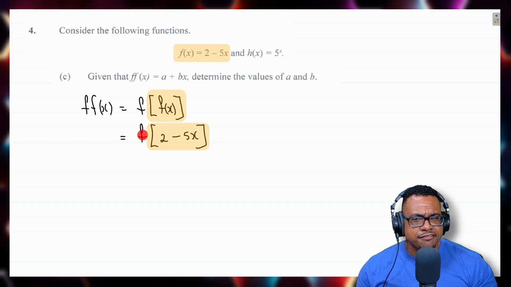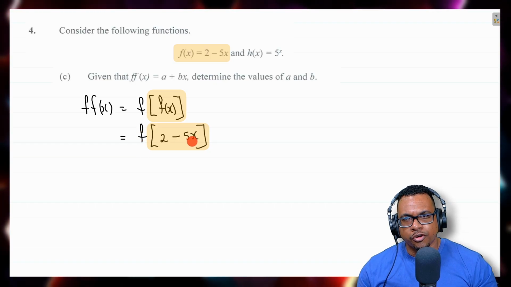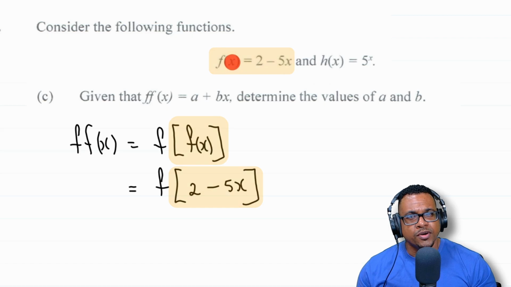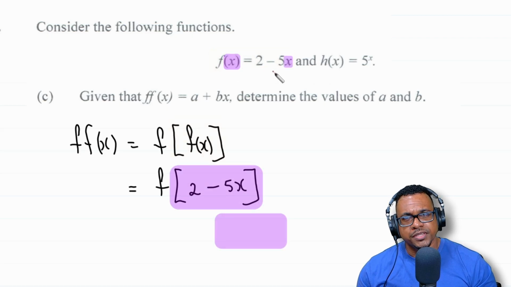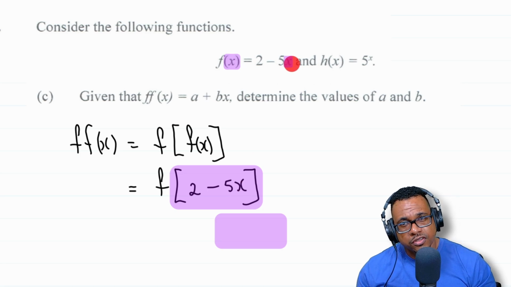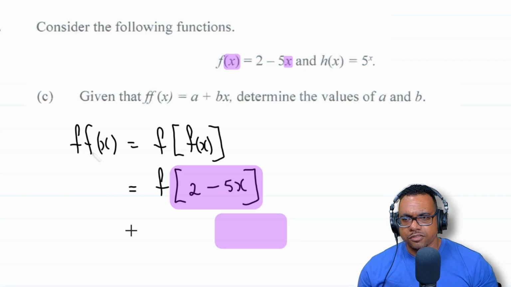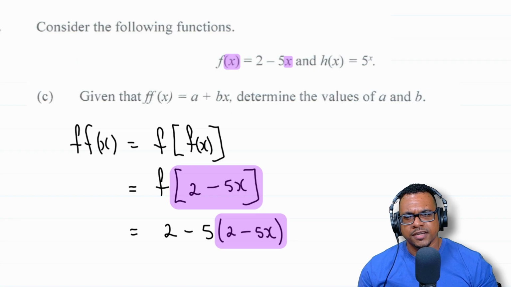So now I want to work out f of 2 take away 5x. Now remember, this x here in the function is your input. So wherever your input is here, you put in that same input where the x is here. So now for this function f, my input is 2 take away 5x. Therefore, when I look at where the input has to go, I need to replace this x here with 2 take away 5x. So I'm going to have 2 take away 5, and that x is going to be the input, and the input here now is again 2 take away 5x. Close brackets.